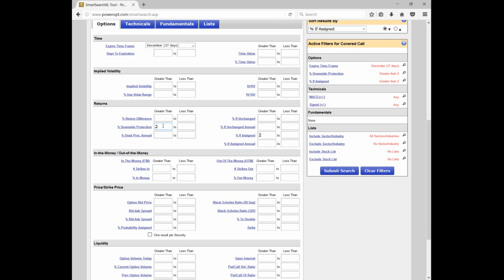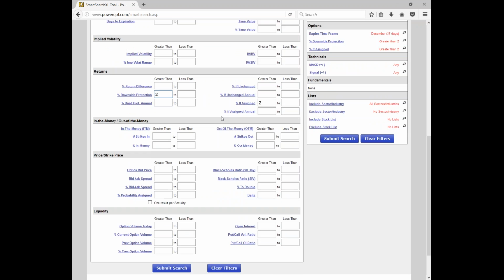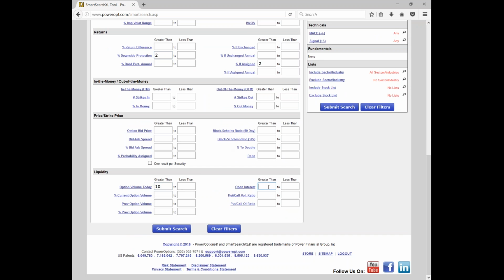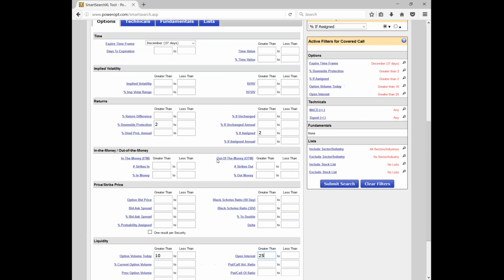what you're looking at on this position, going 37 days out, I might look for higher. I might go for a 3 or 4% return if assigned. I'm sorry, yeah, 3% return if assigned, and maybe a 5% downside protection. But knowing that we're looking at an ETF, okay, what we're going to do here, we're going to put in an option volume today of at least 10, okay, and we'll keep this at 25, for example.